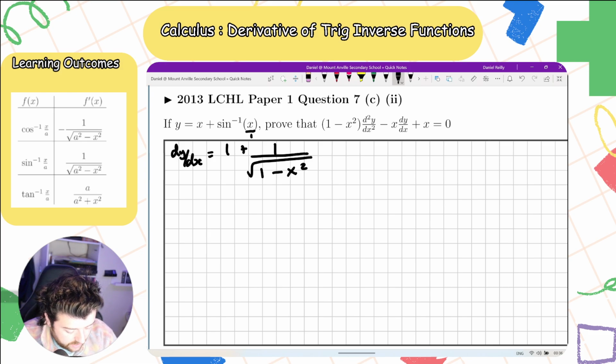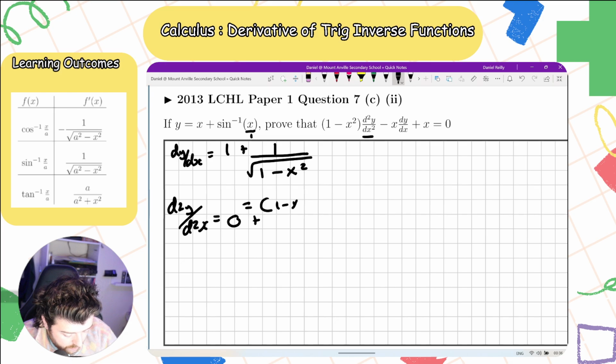Let's now find my second derivative because I need it for this part. So my second derivative is going to be equal to 0 plus, I'm going to rewrite this as 1 minus x squared to the power of minus a half. So rewriting this whole term here.